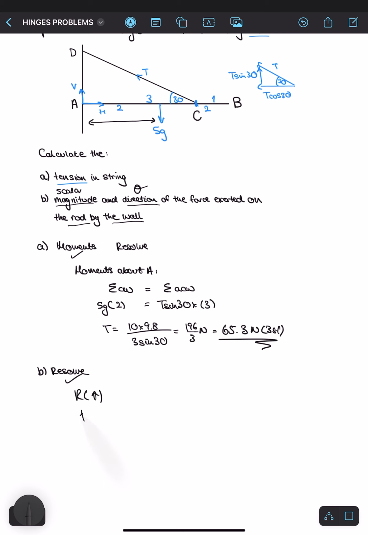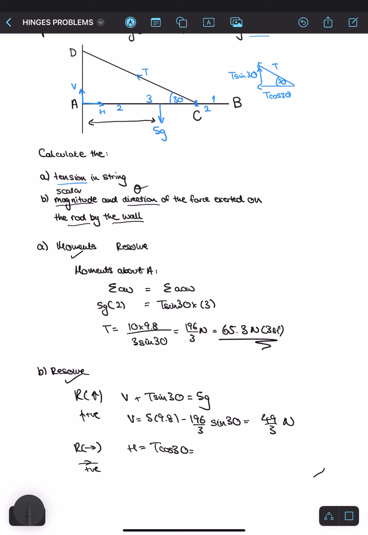Resolving vertically and taking my upwards direction as positive, I get V plus T sine 30, which is also going upwards, is equal to the downwards weight, which is 5g. So V is going to be equal to 5 times 9.8 minus T, which is 196 over 3, exact answer, sine 30, which gives us 49 over 3 newtons. Resolving horizontally, taking my right direction as positive, I have that H is equal to the horizontal component of tension, which is just T cos 30, which if I put into my calculator, I get 98 root 3 over 3 newtons.